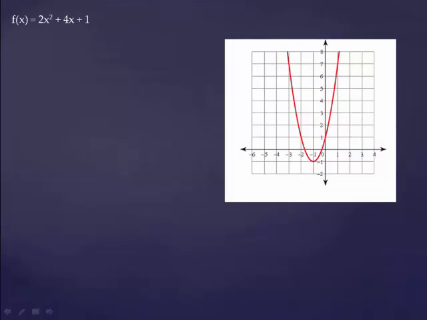Why don't you go ahead and try to name the domain and range for this particular function. Pause the video, and then when you're done, unpause it and come back and check. Okay, our domain again is all reals. Our lowest point here is -1, so our range is y such that y is greater than or equal to -1.